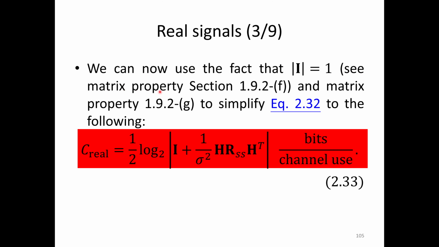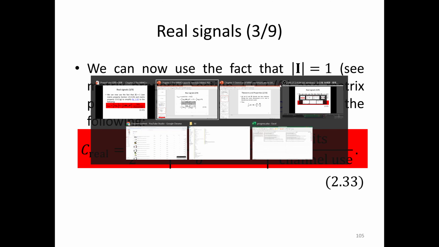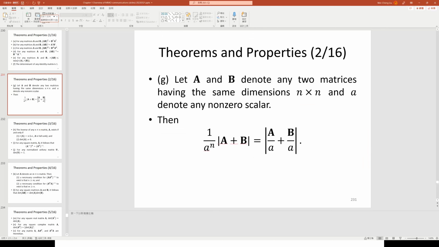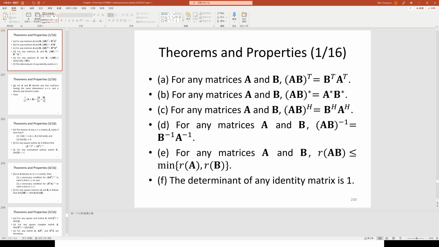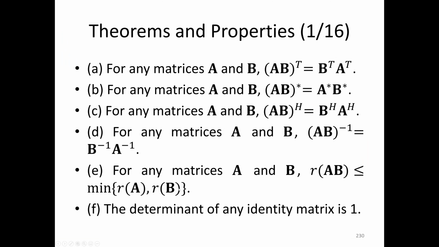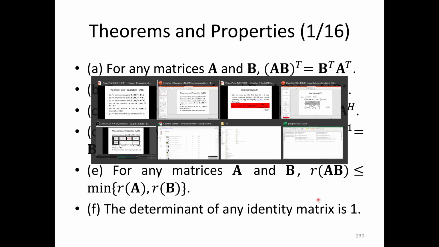Let us see matrix property section 1.9.2f. The determinant of any identity matrix is 1.